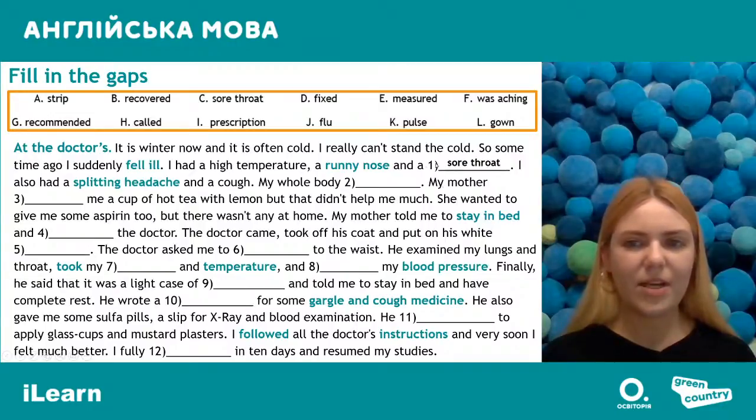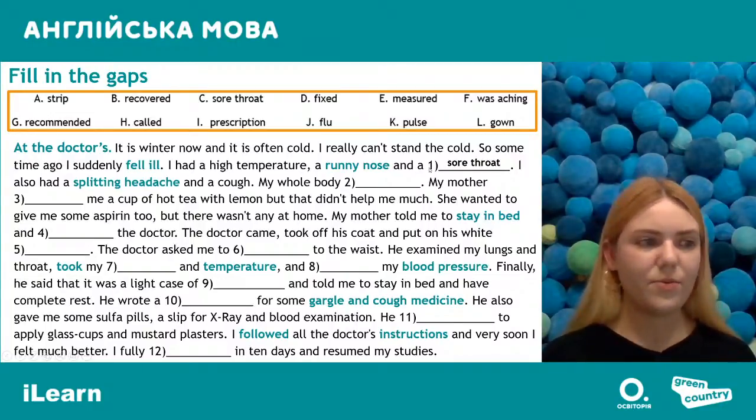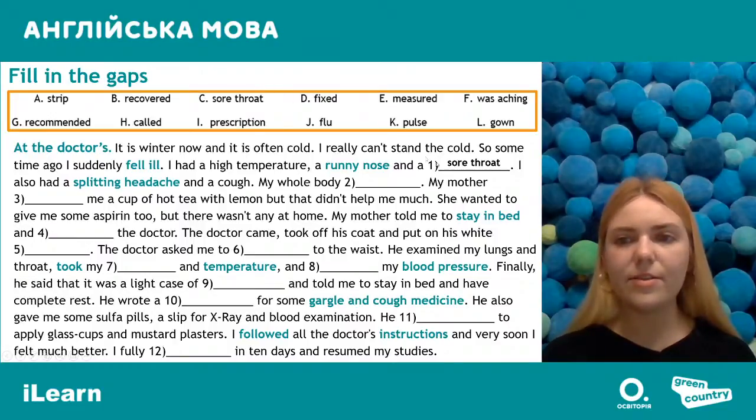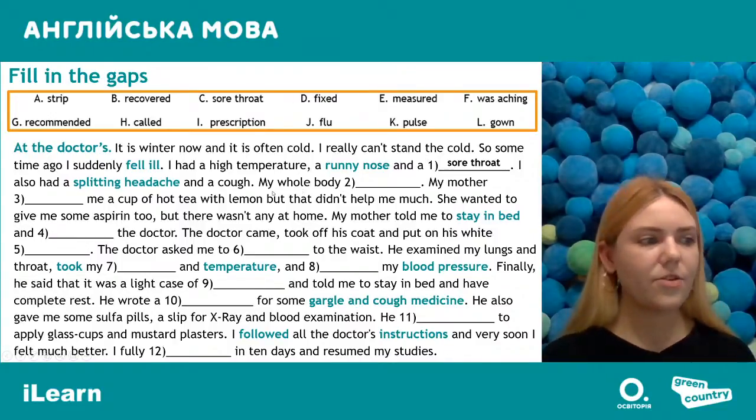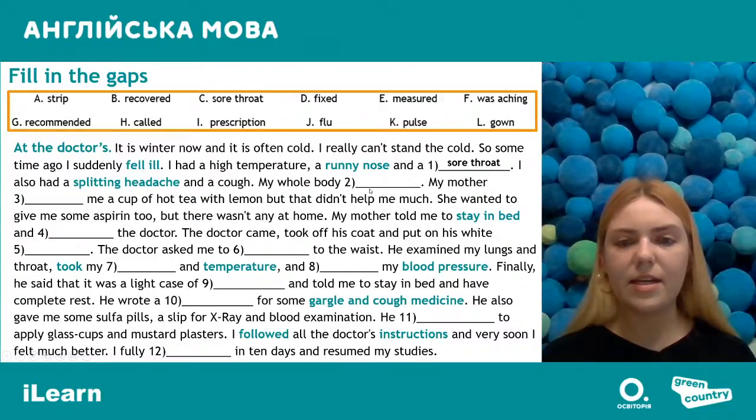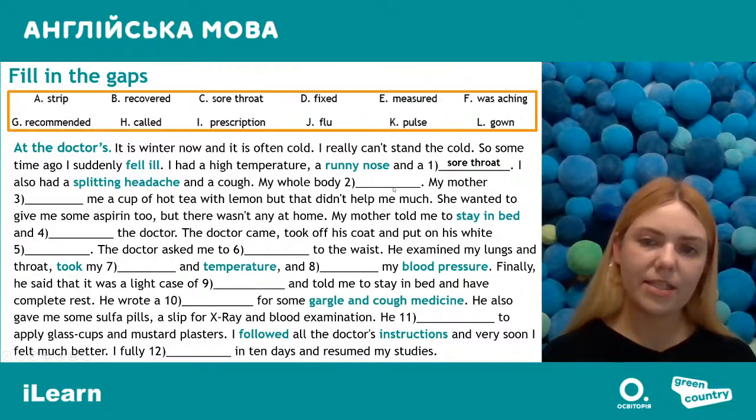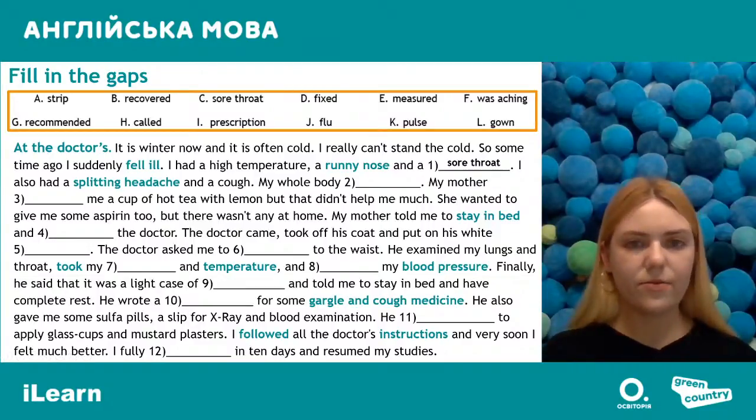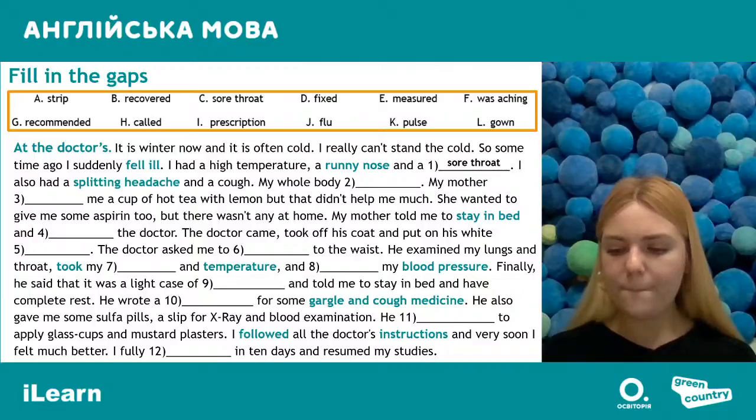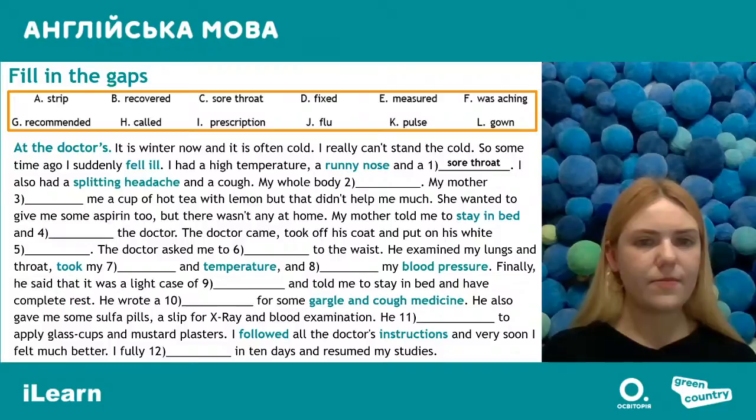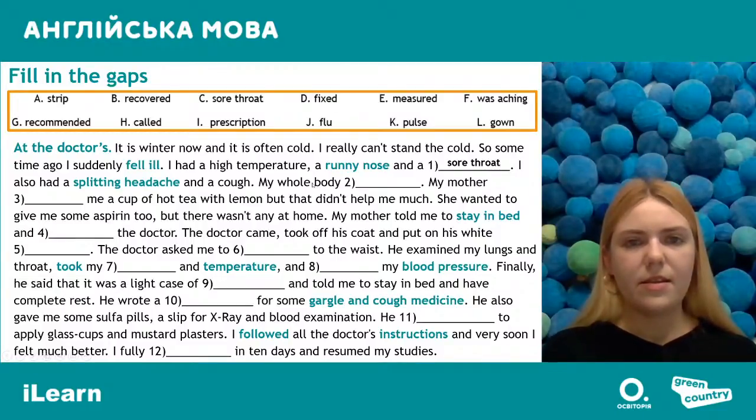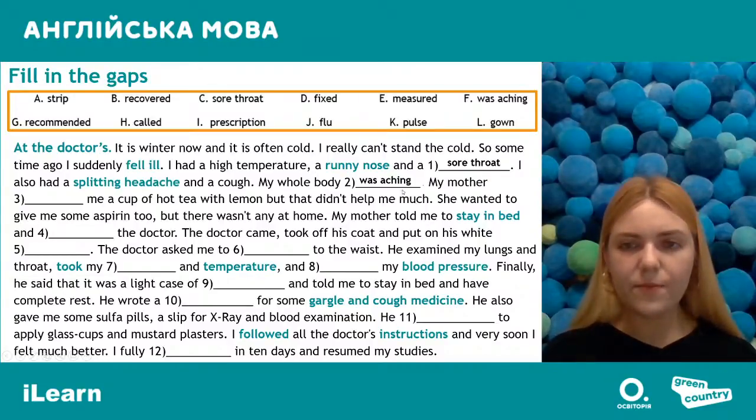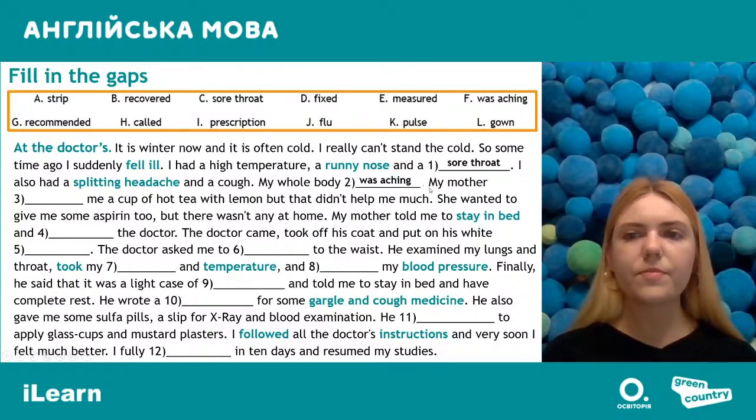And now, yes, I can see the answer for one. That is C, sore throat. Біль в горлі. Okay, good. So let's read the sentence before the second gap. And let's try to find the correct word on the top. Okay, 2. That is F. My whole body was aching. Все тіло боліло. Good.